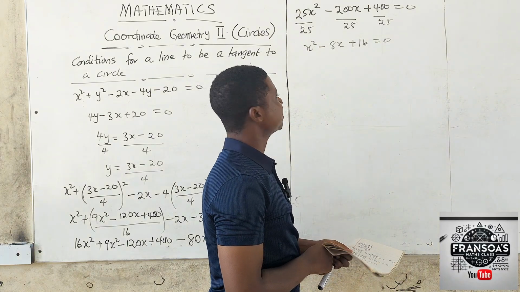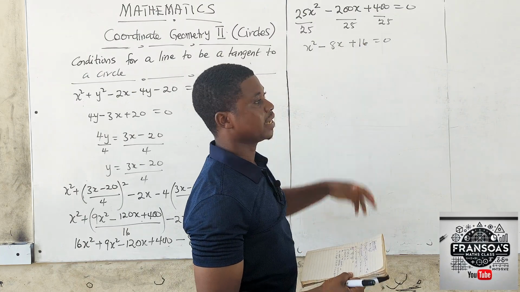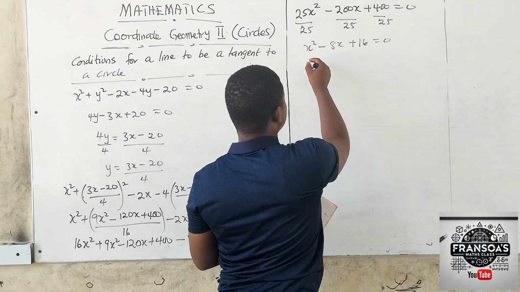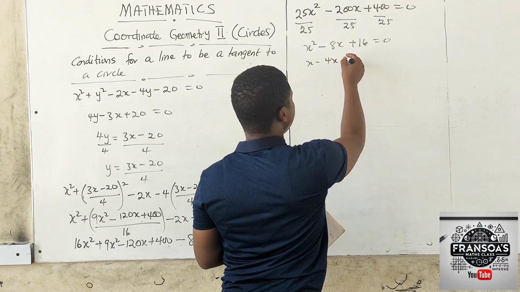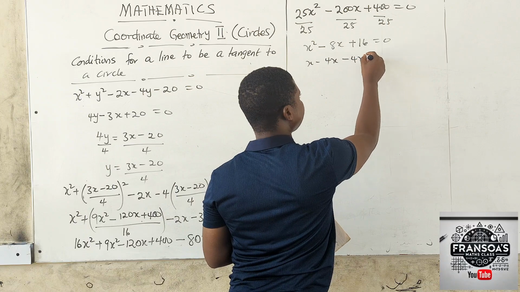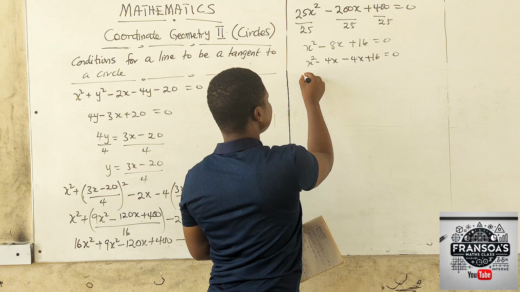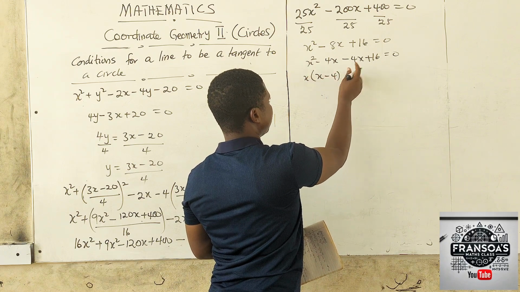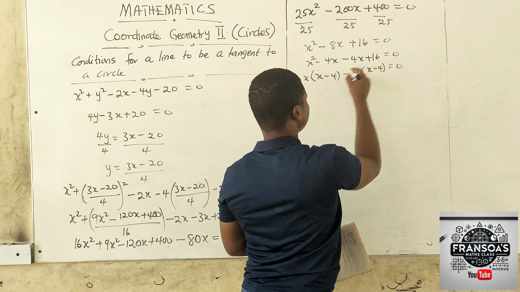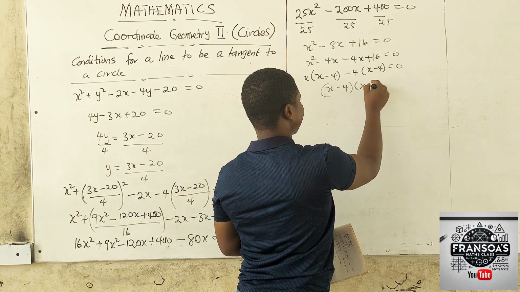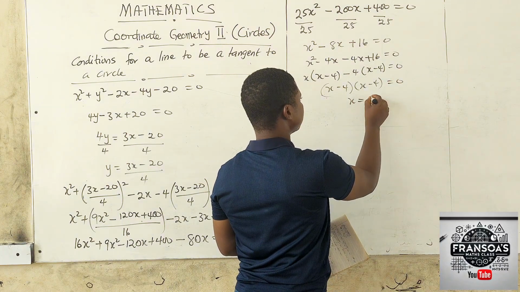So when you factorize, the two numbers that multiply to give positive 16 and add to give minus 8 are minus 4 and minus 4. So x squared minus 4x minus 4x plus 16 equal to 0. Taking x out, x minus 4. This one, common factor is minus 4, x minus 4 equal to 0. So we have x minus 4, x minus 4. We realize that it's equal to 0, so we're having a repeated root. So x equal to 4.